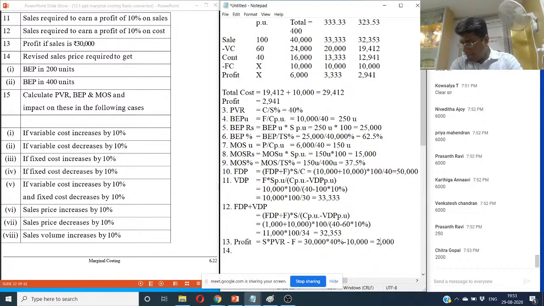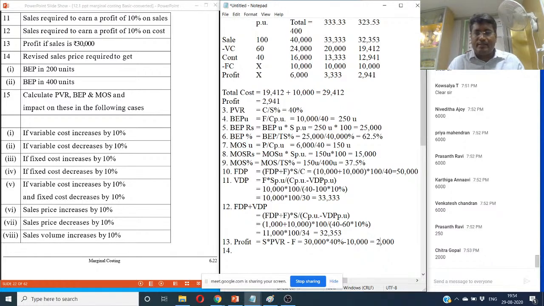Okay. And in the case of the 14th, the current BEP in units is 250. By selling the 250th unit, you are able to meet your contribution to fixed cost. Then you have neither profit nor loss. But if you want to reach the no profit, no loss zone by selling 200 units itself, what does it mean? You have to fix a higher price, by making a huge profit, you are able to attain the break-even point faster.